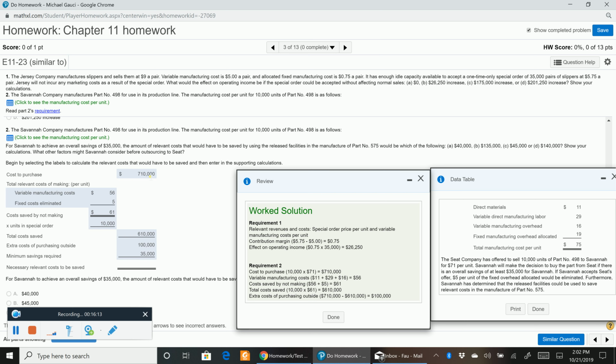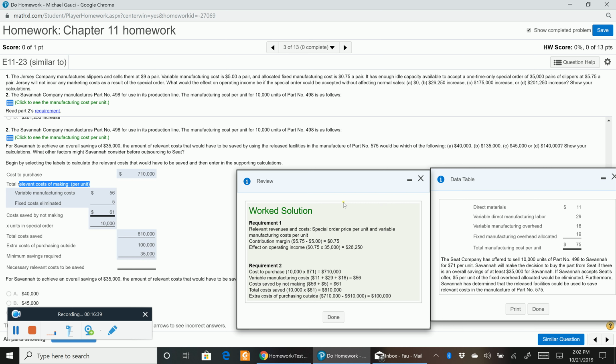If we purchase outright from seat company, that would be 10,000 units times $71 or $710,000. Okay. Now, how about the relevant costs? Once again, we're not talking about all of our costs. We're talking about the relevant cost of making it. Remember, the relevant costs are those costs that are different between making it or buying it outright.